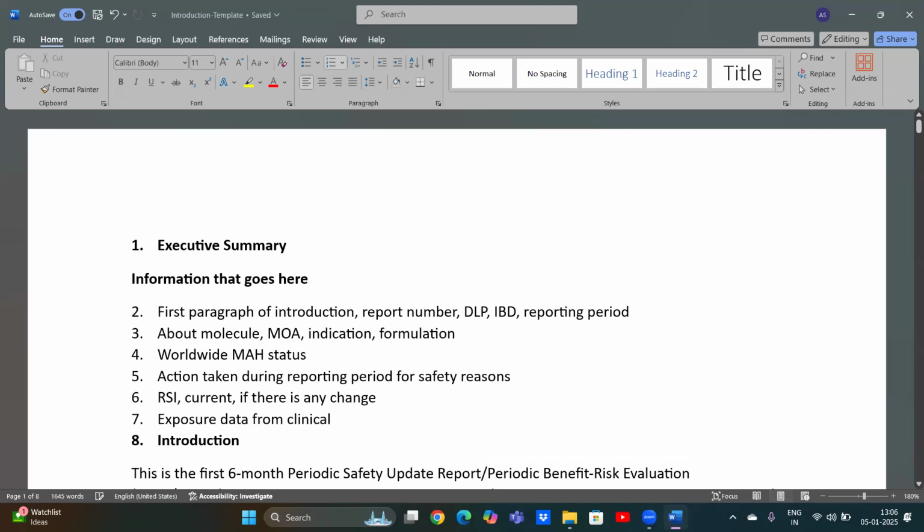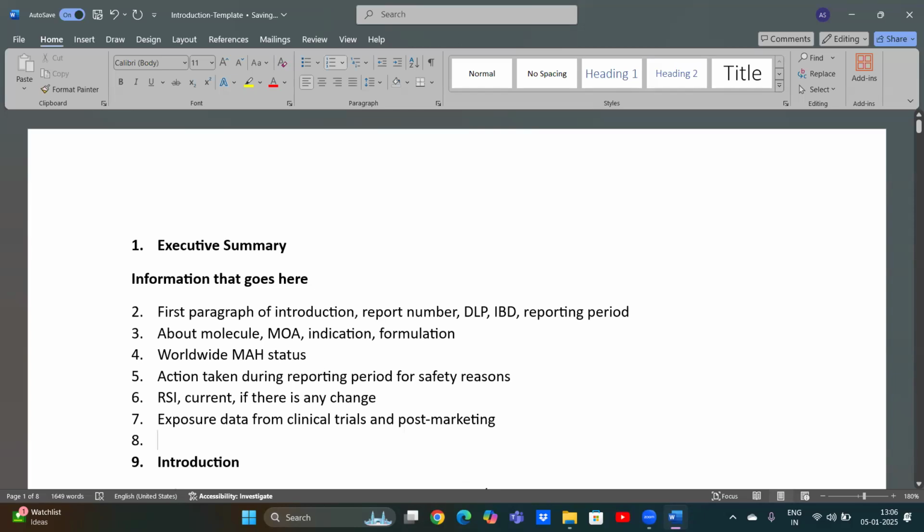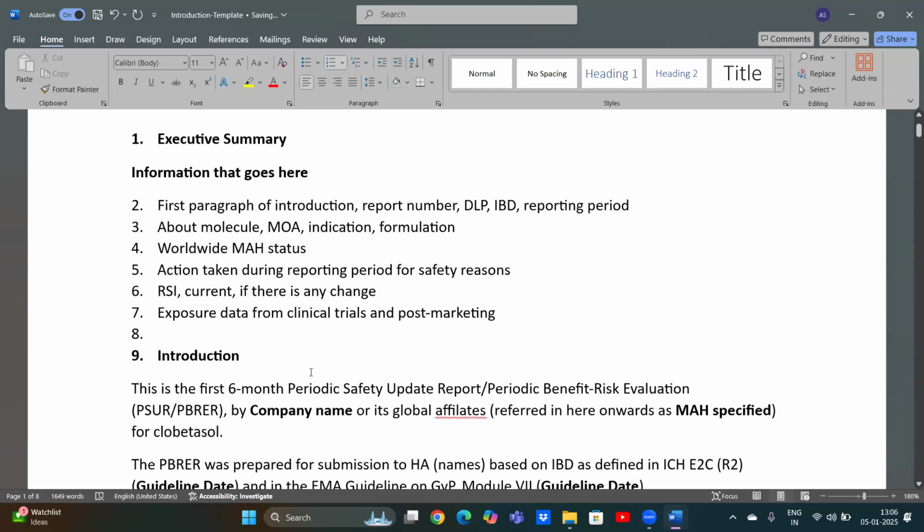No method, nothing from clinical trials and post-marketing. You will present how many patients were exposed during clinical trials for placebo and for your molecule. And then in post-marketing, what was the cumulative exposure? What was the interval exposure, the reporting interval exposure? Simple data, just numbers, nothing apart from that. Then after this, literature, all those things, nothing.